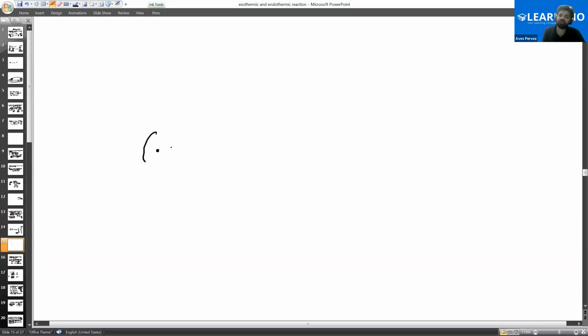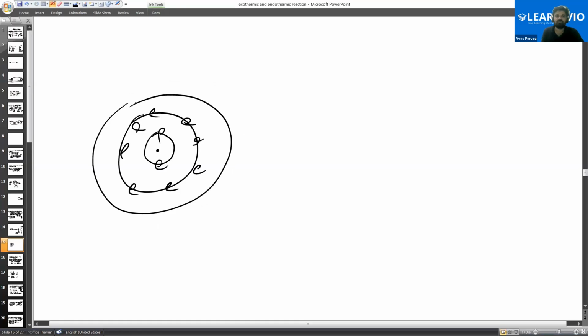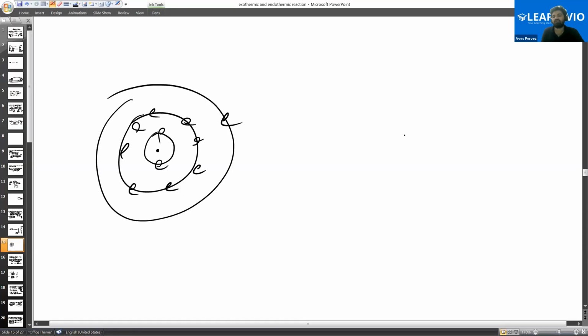Try to understand the example of sodium and potassium. If I'm saying that this is sodium, sodium has electronic configuration 2, 8, 1. Means it has three shells. First shell 2 electrons, then second shell 8 electrons, and then the last shell, 1 electron.